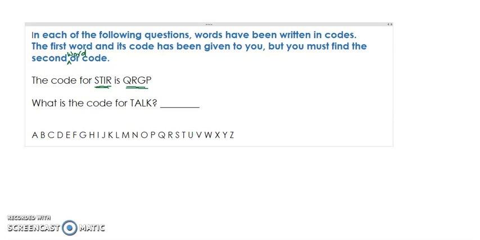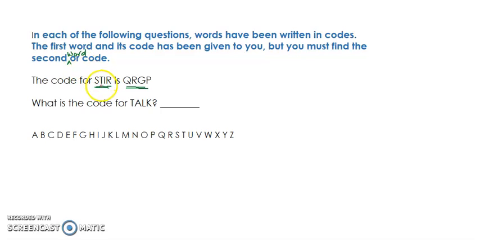All right, so we have that done now. That's going to make our life much easier. All right. Now, let us look. Let me get a different color pen. Let's get a red pen. So they're saying stir is to QRGP. Stir has 4 letters and QRGP has 4 letters. So we're knowing it's 1 to 1.